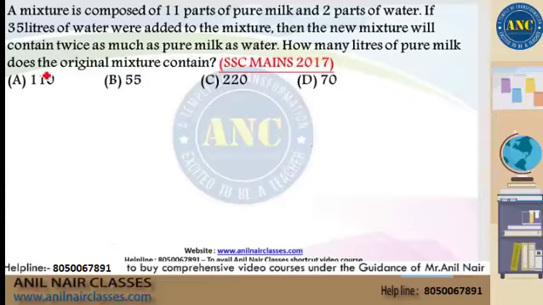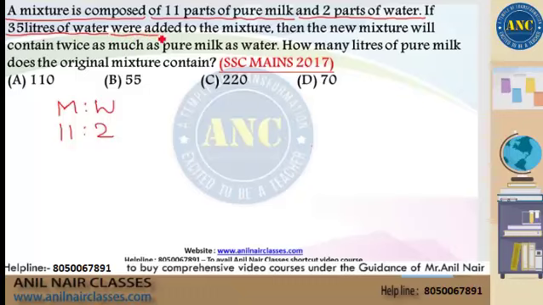Now see here. Your question is, a mixture is composed of 11 parts of pure milk and 2 parts of water. That means, can I say that the ratio of milk and water is 11 parts of milk and 2 parts of water? It is 11:2, right? This is the first statement. If 35 liters of water were added to the mixture, there is a vessel which is having milk and water in the ratio 11:2. This is a mixture because it contains both milk and water.